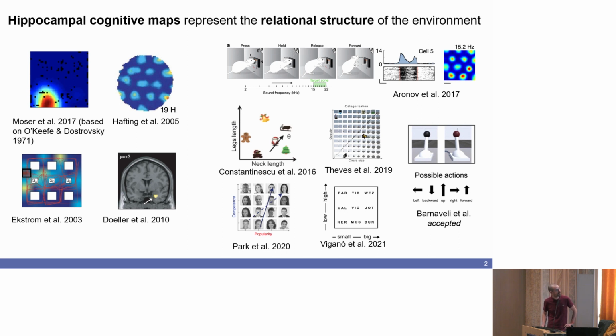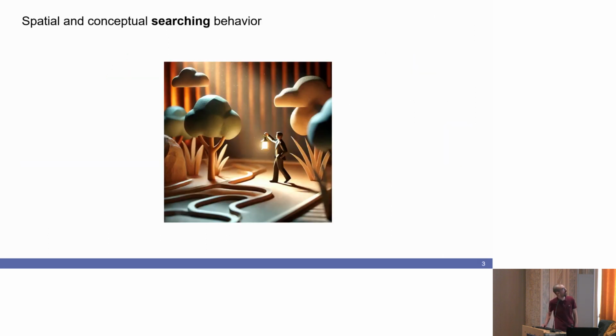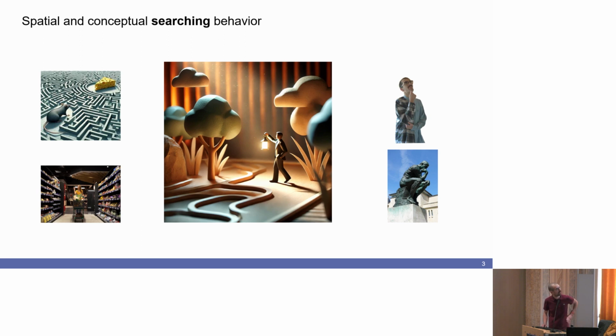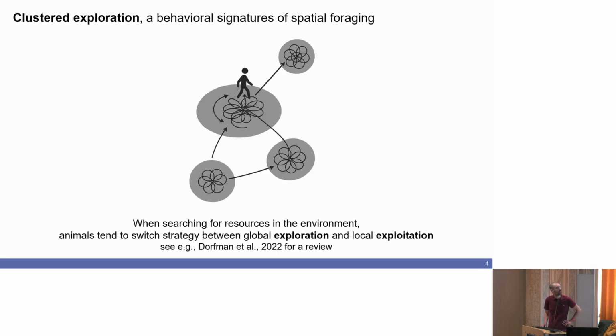This relational structure is, however, just one part of navigation behavior. Another important aspect is searching in both spatial and conceptual spaces. For instance, you can think of animals looking for food in the environment as an example of spatial search, but also of animals thinking and searching for ideas or concepts in their mind, as an example of conceptual search.